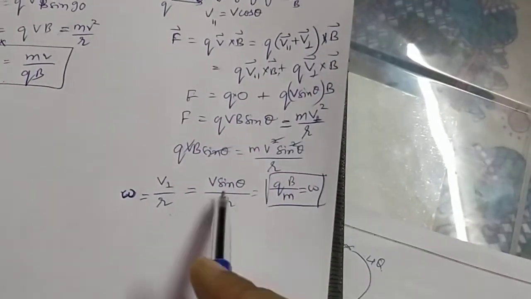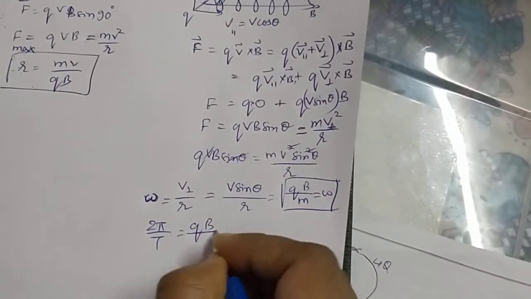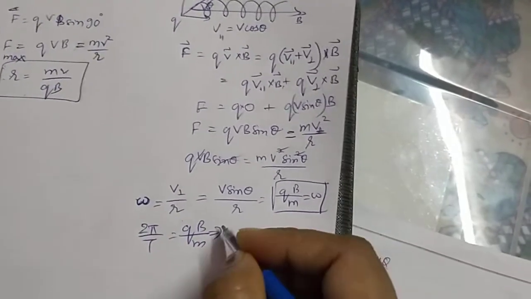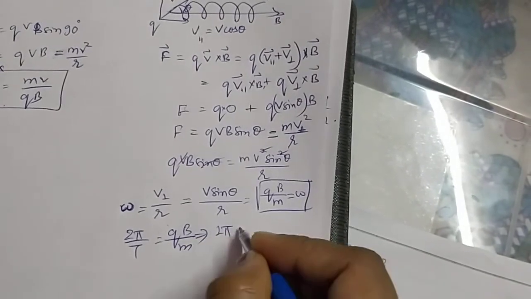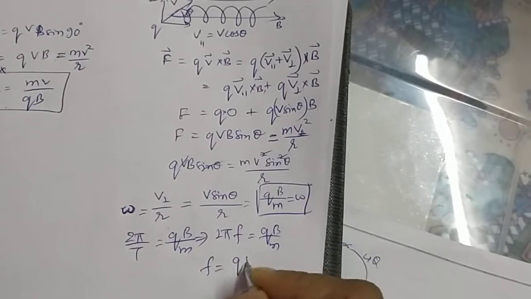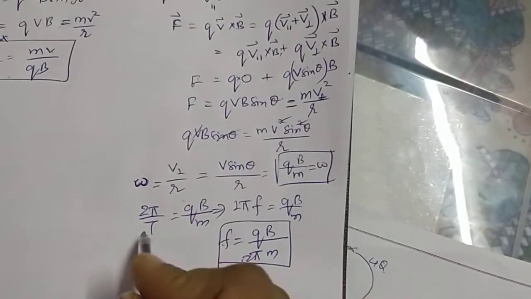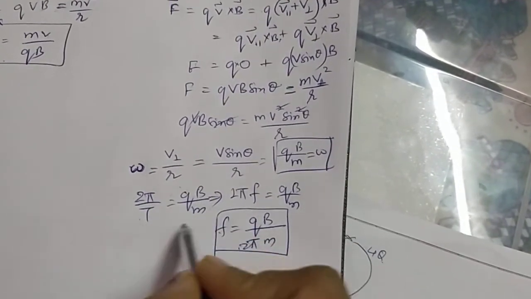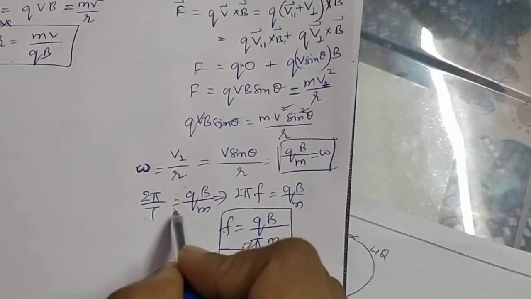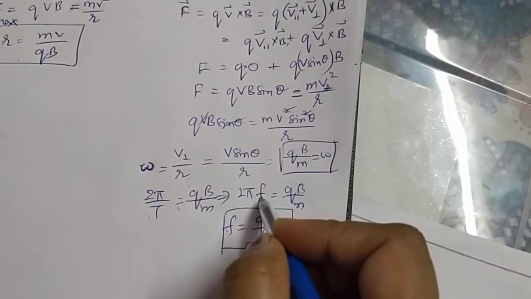Now if omega is equal to qB by m, you know that omega is 2 pi by T. So qB by m is 2 pi by T. From here the frequency will be qB by 2 pi m. So you see here, for frequency or the time period, there is no expression of r or v. So your time period is independent of radius and velocity, frequency is independent of radius and velocity.